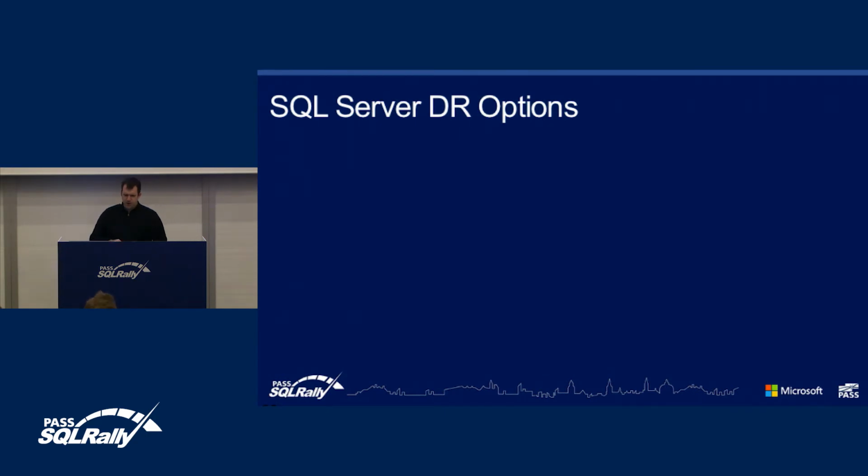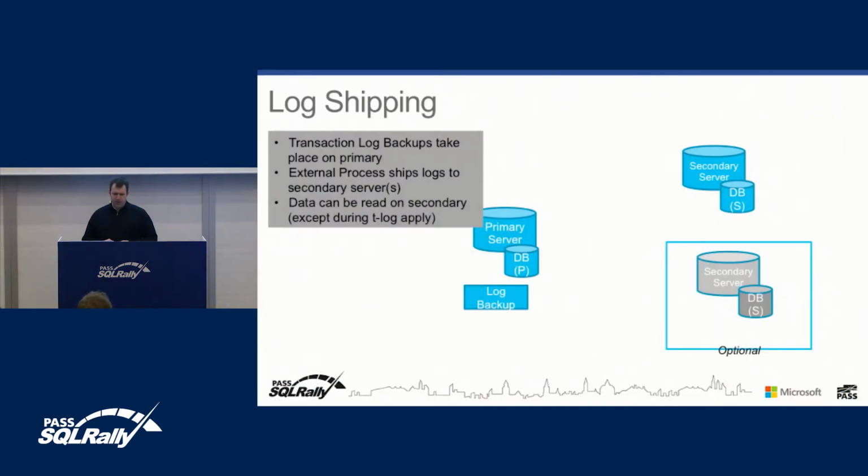So SQL Server DR options. The first one I'm going to talk about is log shipping. Log shipping is one of my favorite DR options because it works on every version of SQL Server ever. It's really simple. If Microsoft ever said they were taking that out of the product, you could just write it yourself. So here we take transaction log backups on our primary server, and then we ship those backups to the secondary and apply them.